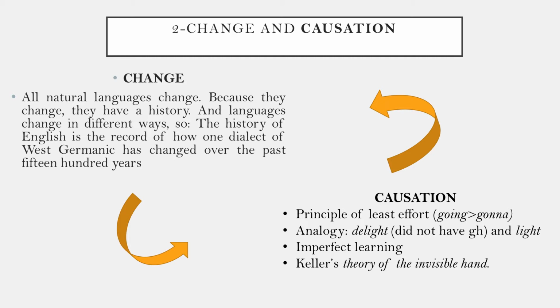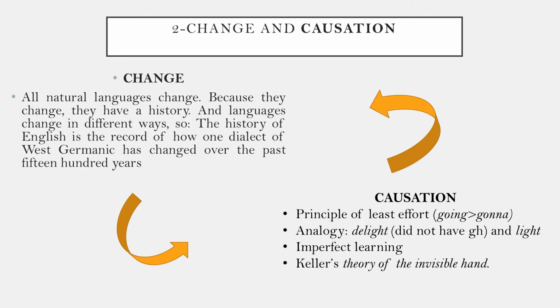As to the reasons, we may encounter different types of explanations provided by different schools in linguistics. The principle of least effort, exemplified with going to evolving into gonna. Analogy, this is imitating or copying another form, so that it triggers a change. The word delight was not spelled with GH, but by analogy with light, ended up with that spelling.